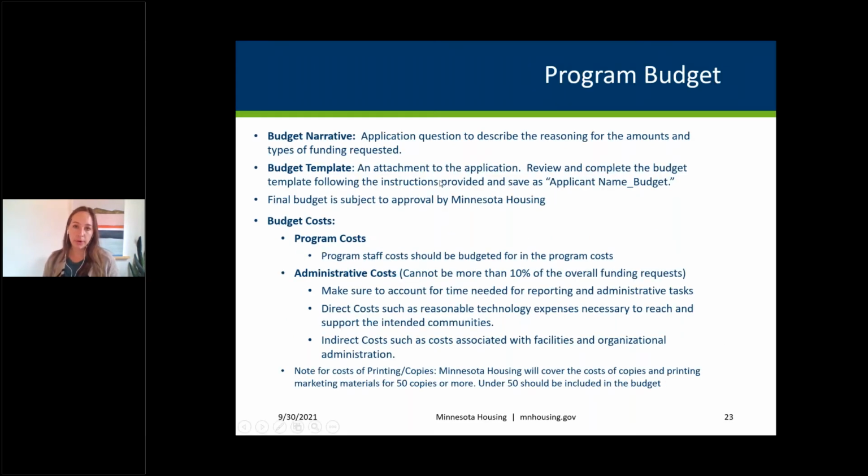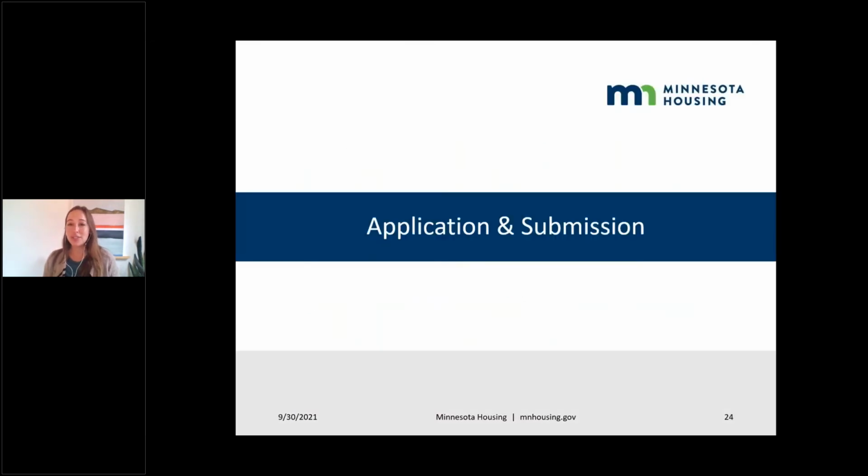And then again, the program budget. It's really important that you describe why you've identified what you have. Again, there's an application question for that. And take the time to complete the template as accurately as you can, knowing that that will also be part of the contract. So I know I've shared a lot of information, just wanted to make sure that we were all on the same page here.